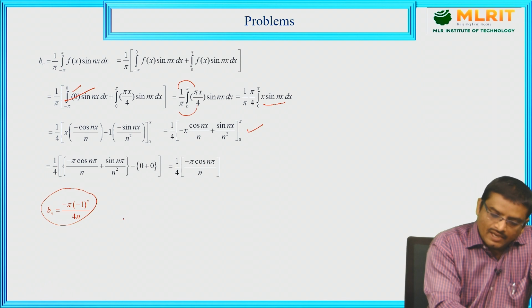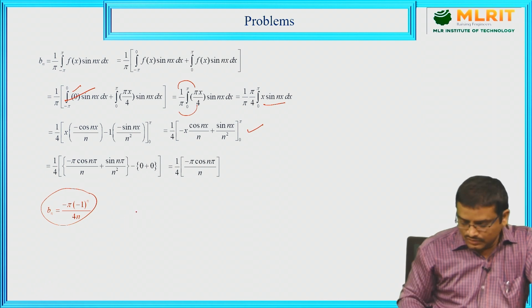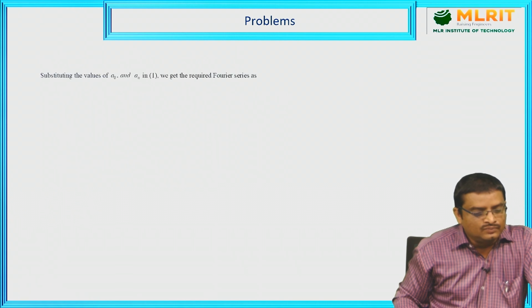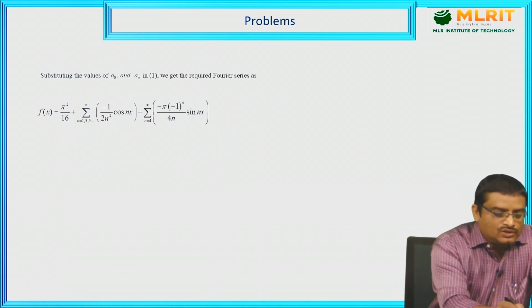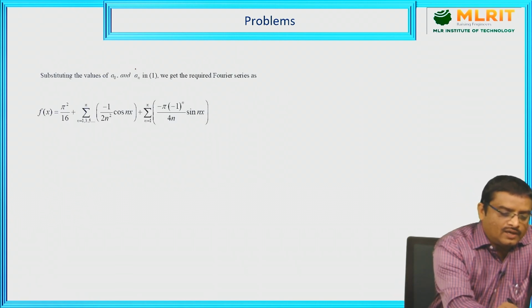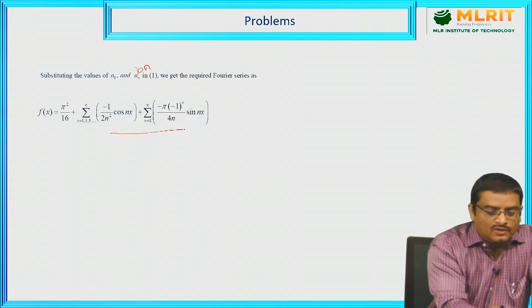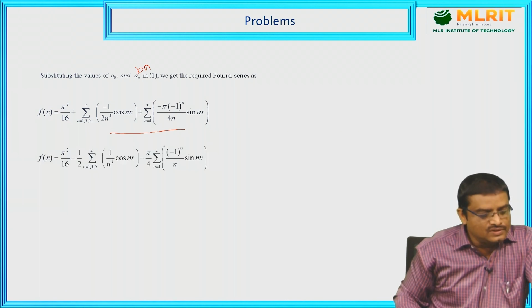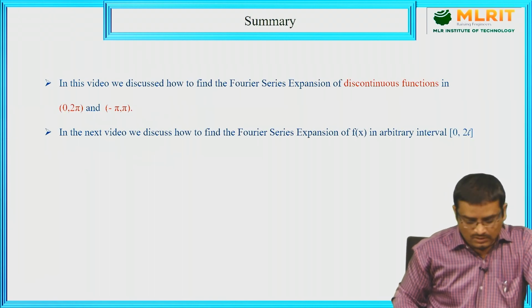Now we got a naught, an and bn values. Now it's time to substitute all these coefficients in equation 1. So you will get the a naught, an and bn values in equation 1. So you will get our required Fourier series expansion here. If you simplify this, you will get this.